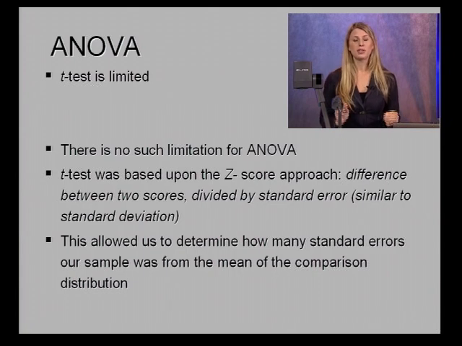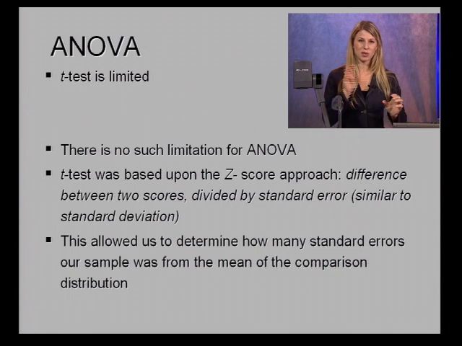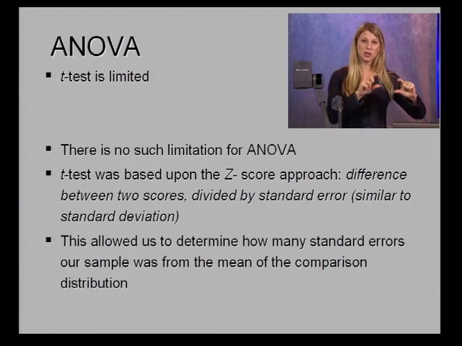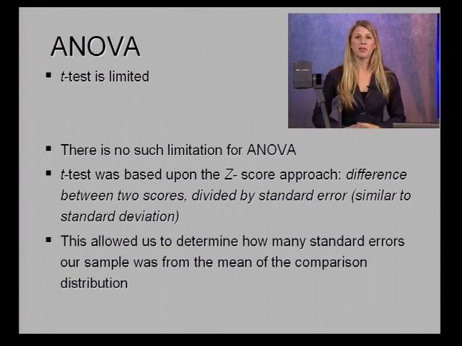ANOVA is brilliant in the way that it uses the variance. So instead of subtracting one mean from the other, you calculate the means of each group, and then you use those means as if they're scores and calculate the variance of those means.